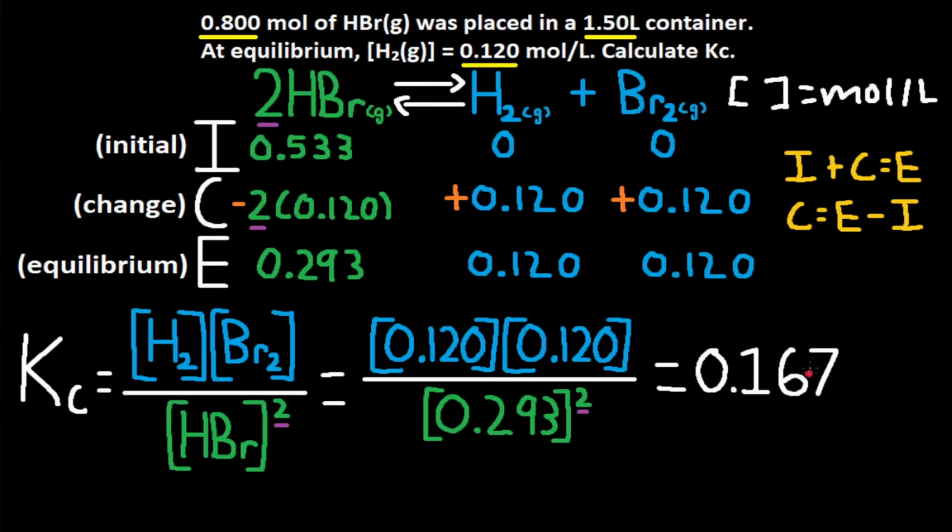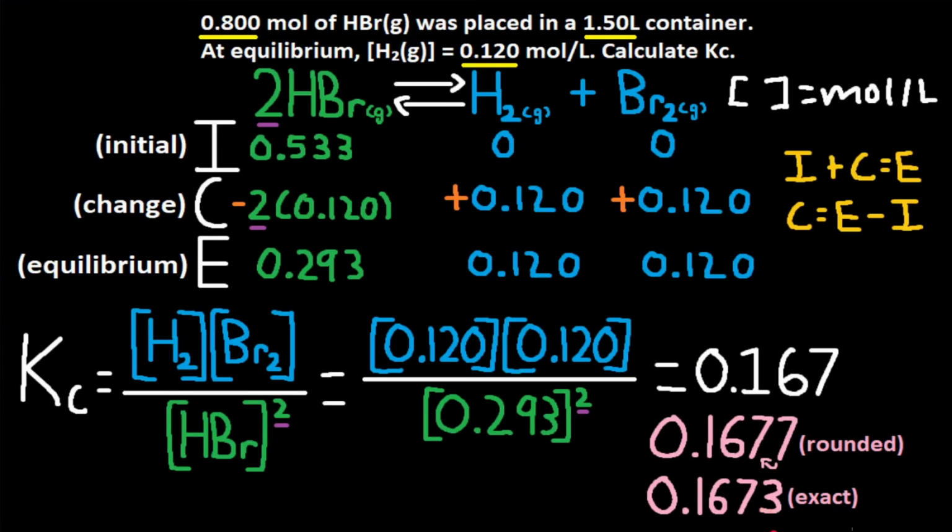If you got 0.168, it's because you used rounded answers, but if you use exact answers, you get 0.1673, which means you do not round it up.